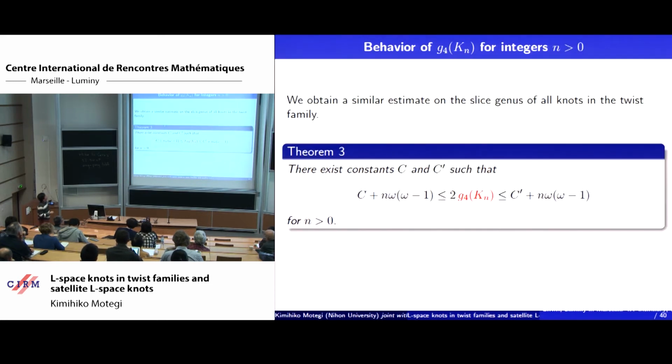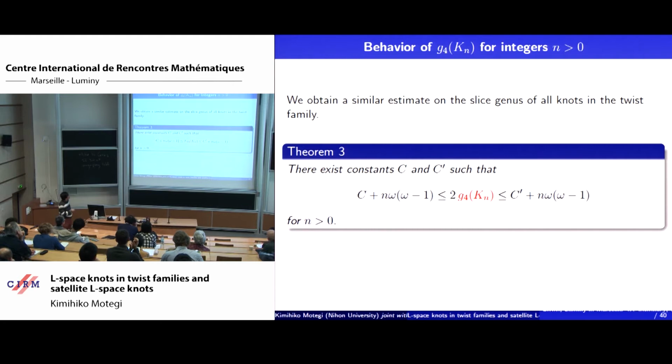And now for the slice genus, we can obtain a similar estimate. We prove that there exist constants C and C prime such that twice the slice genus of Kn is bounded from below by C plus n omega(omega minus 1), and also bounded from above by C prime plus n omega(omega minus 1). This holds for all positive integers n, not necessarily sufficiently large. For this theorem, just a positive integer n.